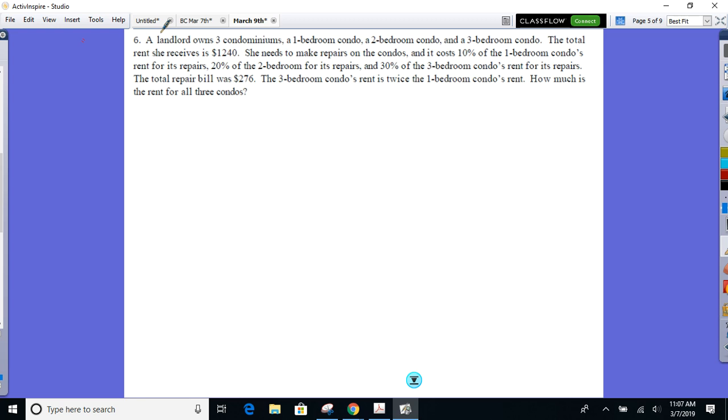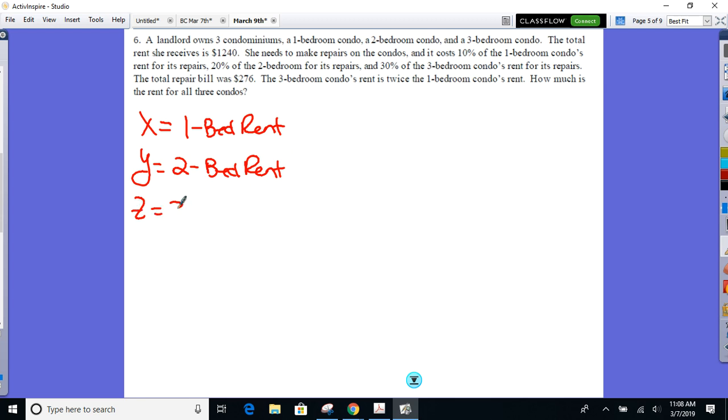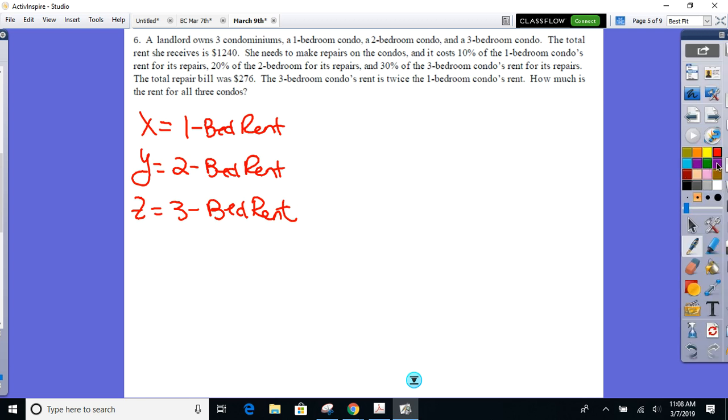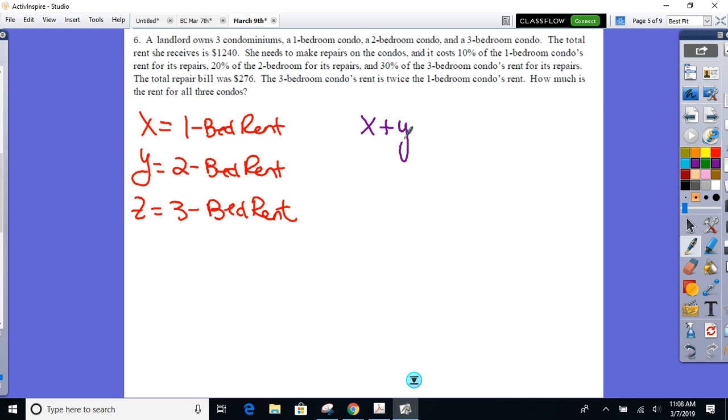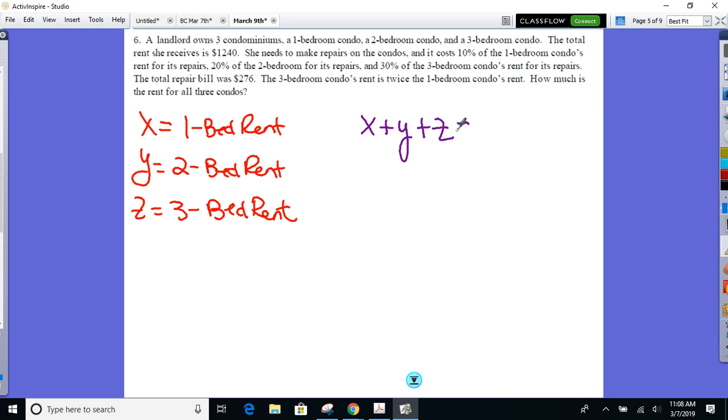All right, so let's go. X will be the 1-bedroom rent. Y can be the 2-bedroom rent. Z will be the 3-bedroom rent. 3 variables, 3 equations. Anybody want to list off one of them? X plus Y plus Z. All 3 rents she receives is $1,240. Got it.